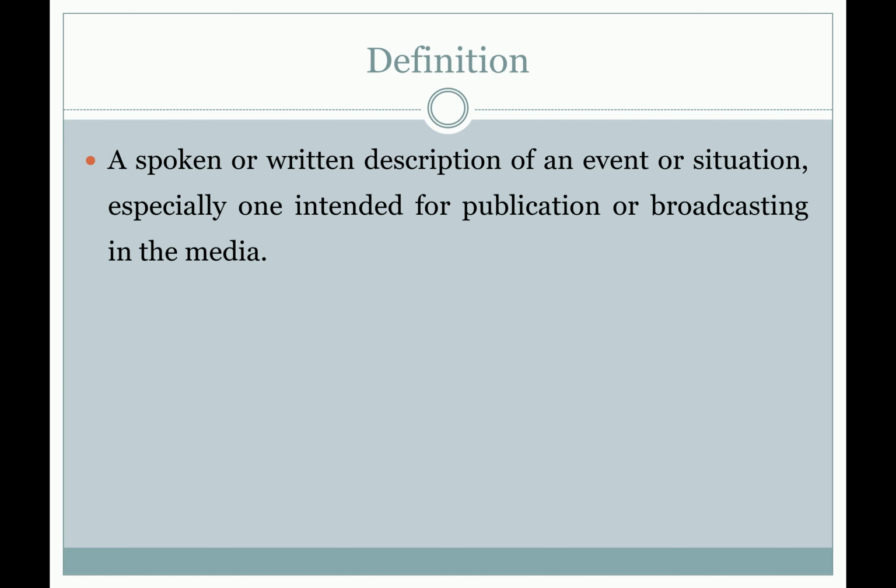You see that it is a spoken or written description of an event or situation, especially one intended for publication or broadcasting in the media. So a newspaper report is actually published to broadcast in the media or to draw attention of a specific person or to draw attention of different types of people. So it could be in spoken form, it could be in written form, but mainly written description is accepted, and it is a written description of an event or situation.